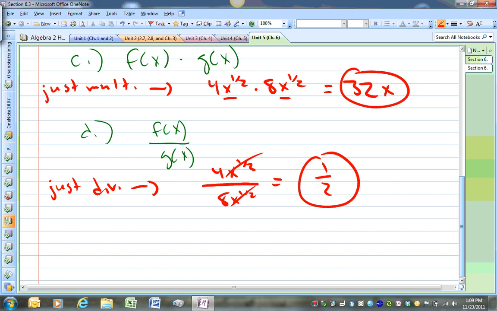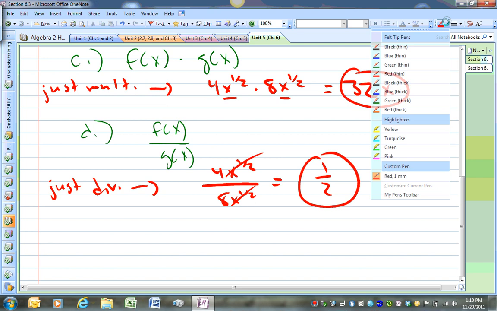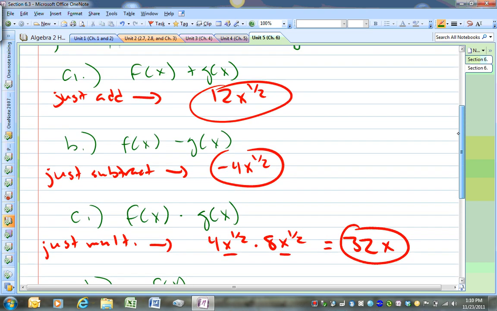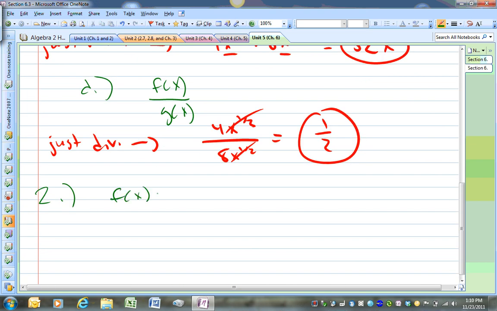The next one's going to be a little bit tricky. What this will deal with will be something called composite or composition of functions. So let's work that out right now. So changing colors, go back to green again. So let's say f of x equals 2x minus 7 and g of x equals x squared plus 4.